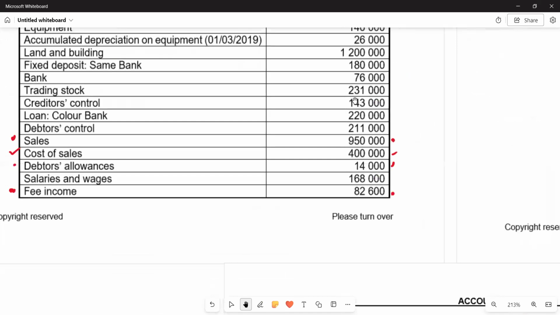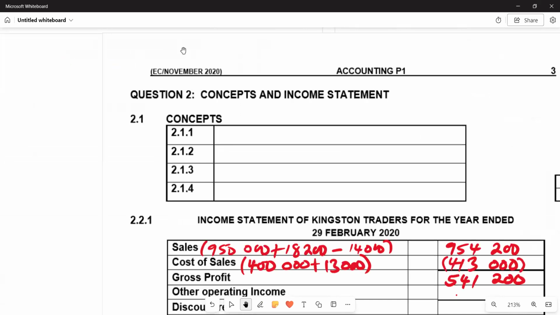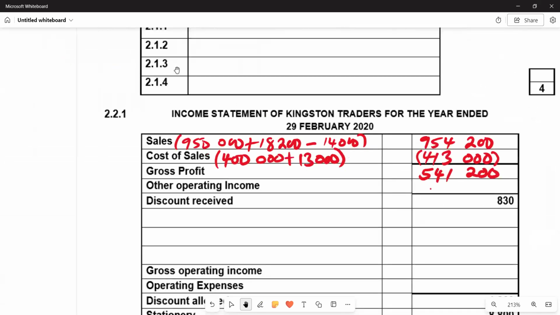82,600. So we go there and include our fee income. There's our fee income here. Then in brackets, we can just show the working, whereby we are saying the amount that we are given in the list of balances is 82,600. And then we are going to add your 2,400. And then if you add there, the figure that we are going to get is 85,000.